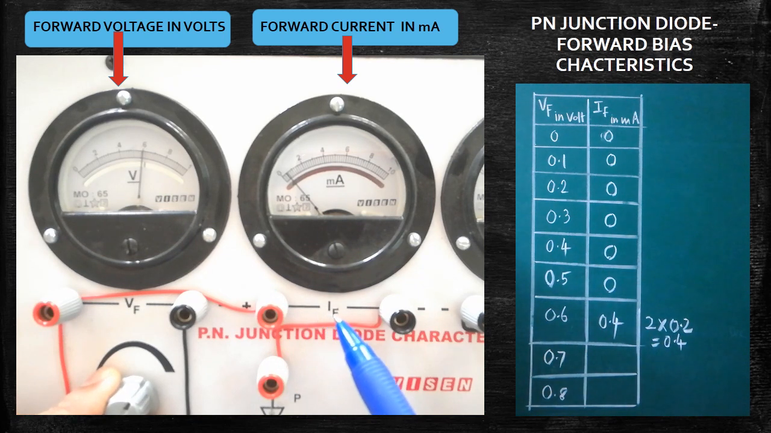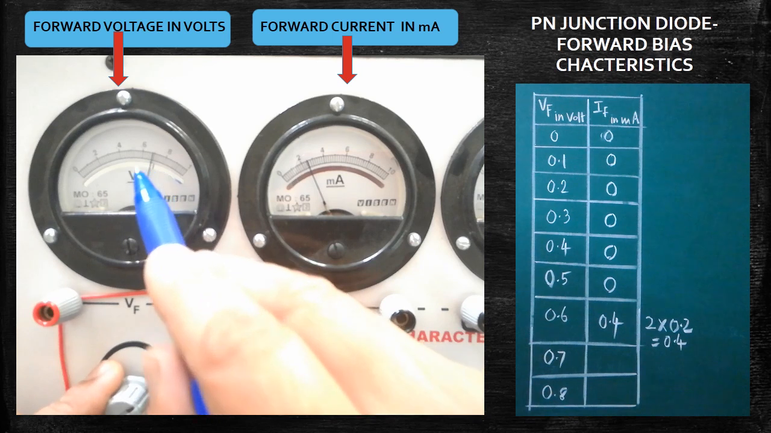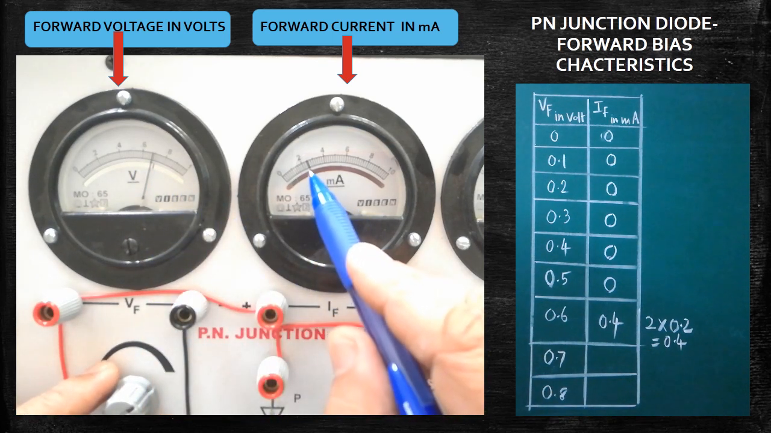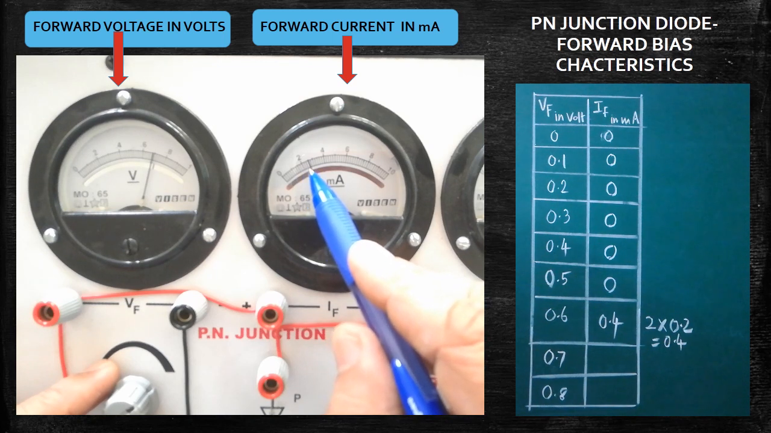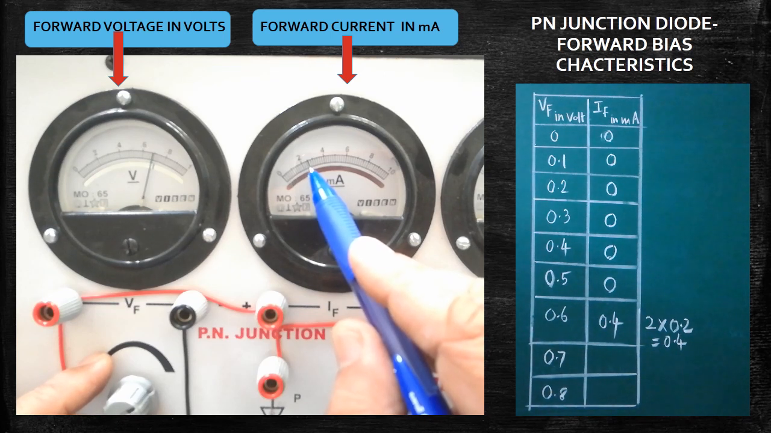Are you clear? 0.4 milliampere is shown in the meter for 0.6 volt. Now the voltage is further increased to 0.7. Look at that, 0.7. Now what is the reading shown here? Look at the division. This is 10th division. This is 13th division. Are you clear? This is 13th division or 12th division. You can take it as 12th division.